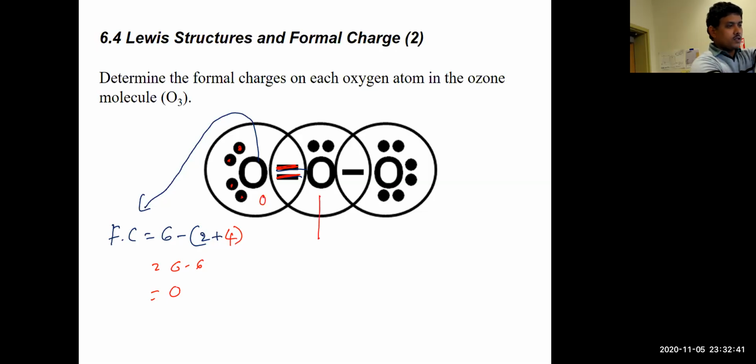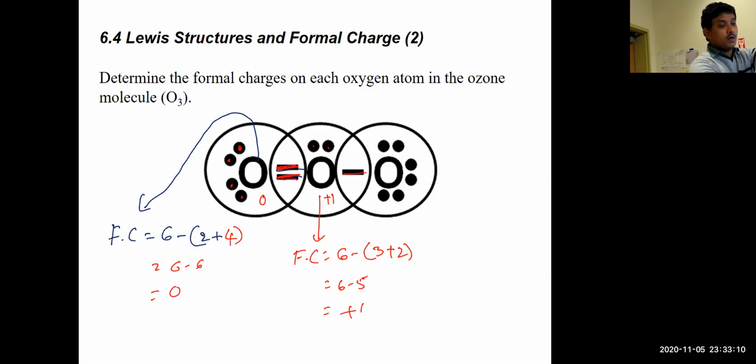Let's count the formal charge on this oxygen. So formal charge is equal to 6 minus how many sticks? I see 2 on the left and 1 on the right. So 3 sticks. And how many stones? I see 1 and 2. So 6 minus 5, that is plus 1. So the charge on the central oxygen is plus 1.